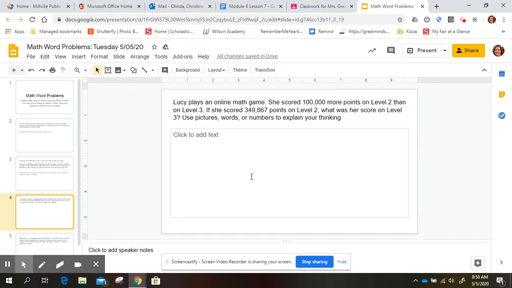And slide number 4, question number 3. Lucy plays an online math game. She scored 100,000 more points on level 2 than on level 3. If she scored 349,867 points on level 2, what was her score on level 3? Use words, pictures, or numbers to explain your thinking.